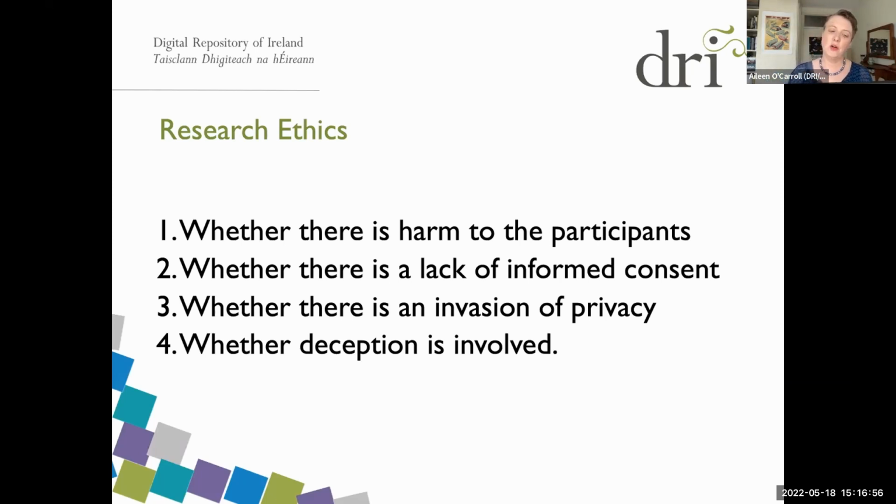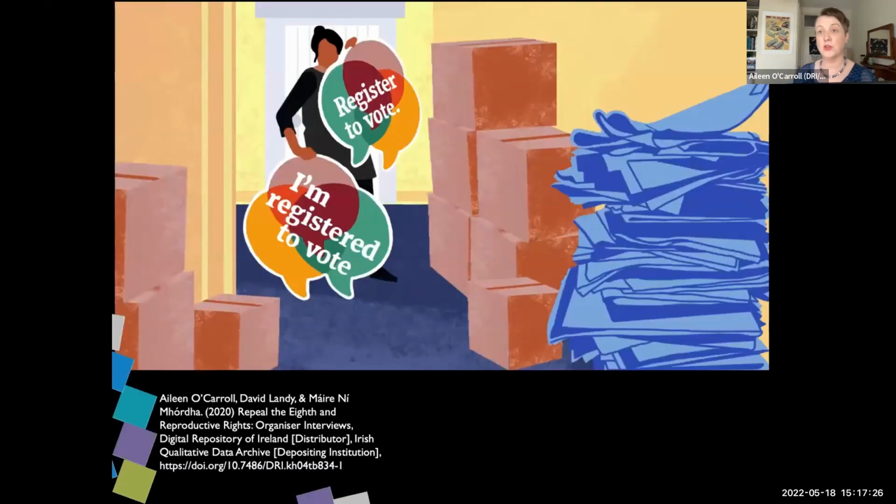In the literature, more recently, there's also consideration of third-party mentions. That's harm to others. If your interviewee says something that might cause embarrassment to another person or disclose the illegal activity of another person. So I'm going to draw on three different examples to show how these ethical questions of harm have been dealt with in different research projects. So the first one is a project that I undertook myself. We did interviews with participants in the repeal referendum, people who were actively organizing for a yes vote.